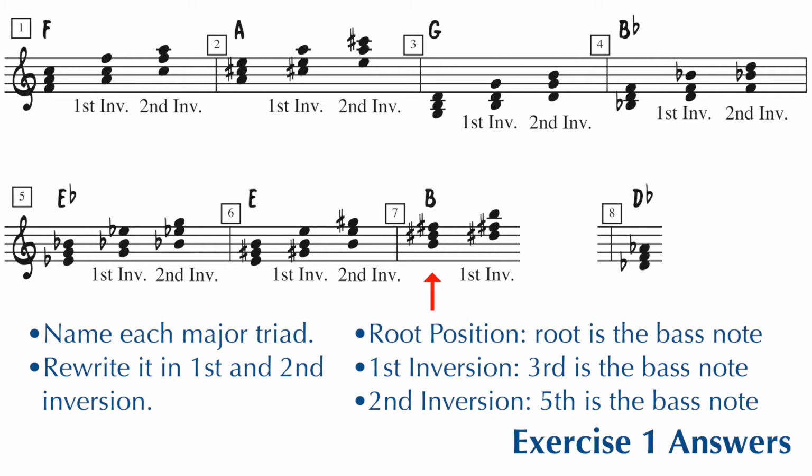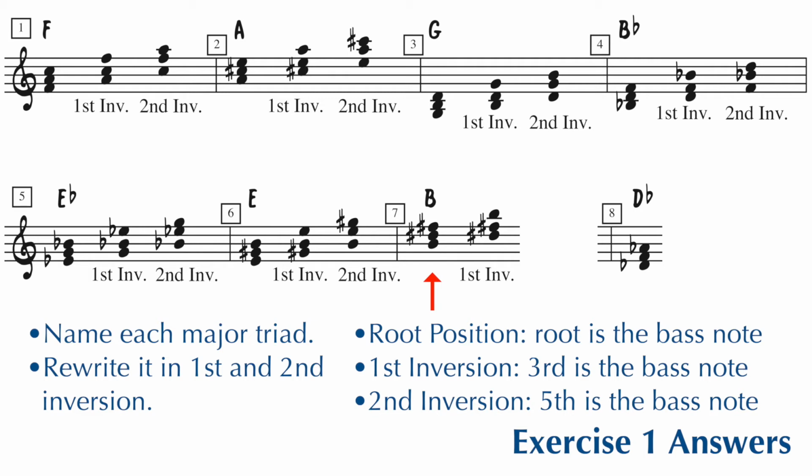To change this to a first inversion B major chord, raise the B, the root of the chord, an octave higher. That leaves the D sharp, the third of the chord, at the bottom of the chord, so we're in first inversion. We have D sharp, F sharp, B.